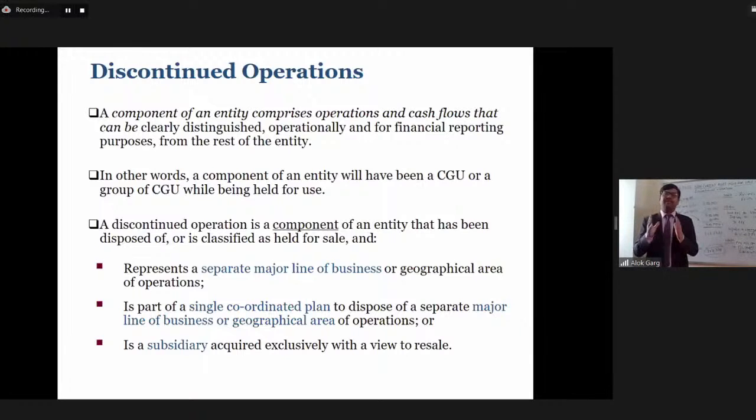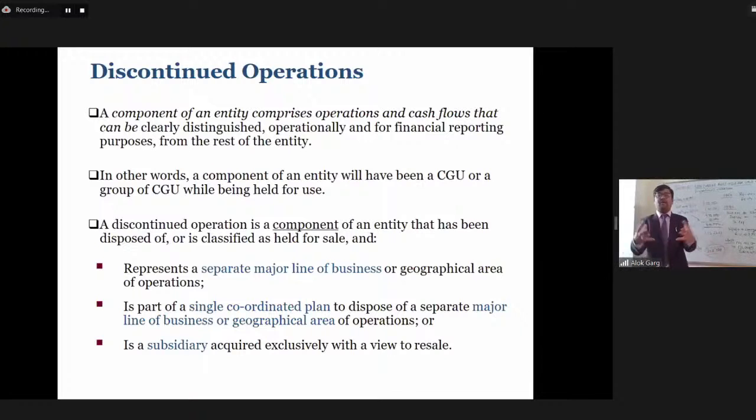Classified as held for sale, I mean to say, discontinued operation assets and liabilities are required to be measured at fair value less cost to sell. So carrying value versus fair value less cost to sell is required to be checked, and if there is any loss, it is required to be debited to P&L. So a discontinued operation is a component of an entity that has been disposed of or is classified as held for sale and represents a major line of business or geographical area of operation.